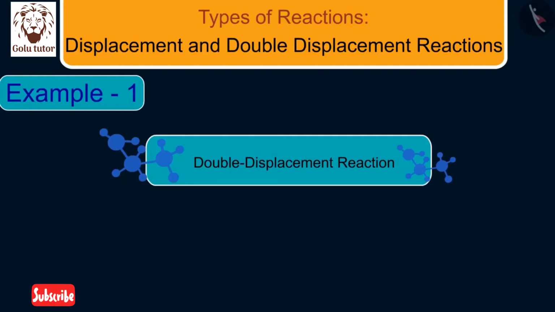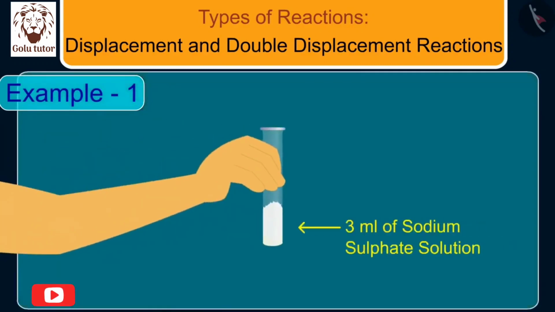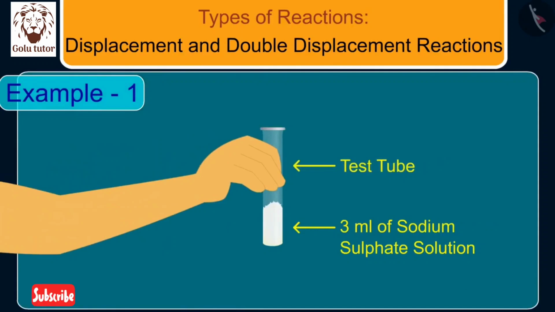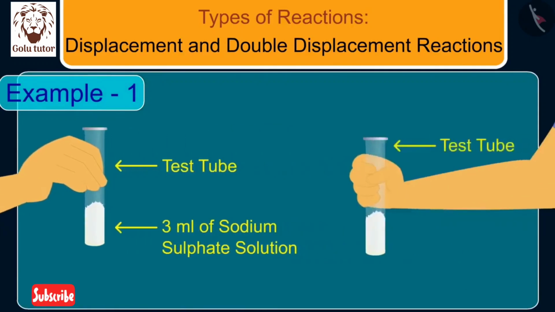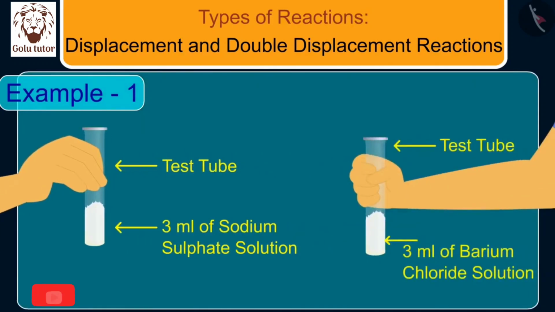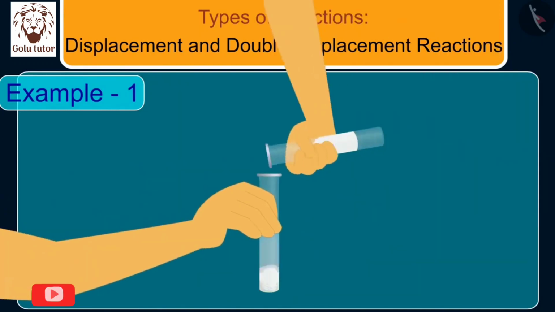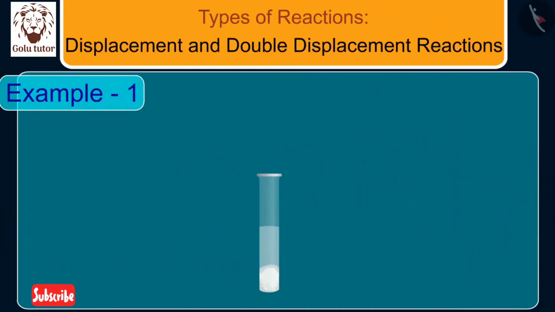Let us understand this double displacement reaction with the help of an example. Take about 3 ml of sodium sulfate solution in a test tube. In another test tube, take about 3 ml of barium chloride solution. Mix the two solutions. What do you observe?